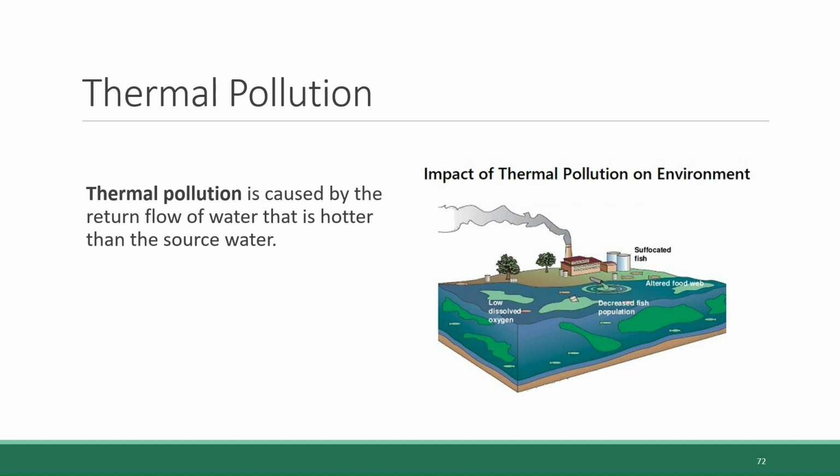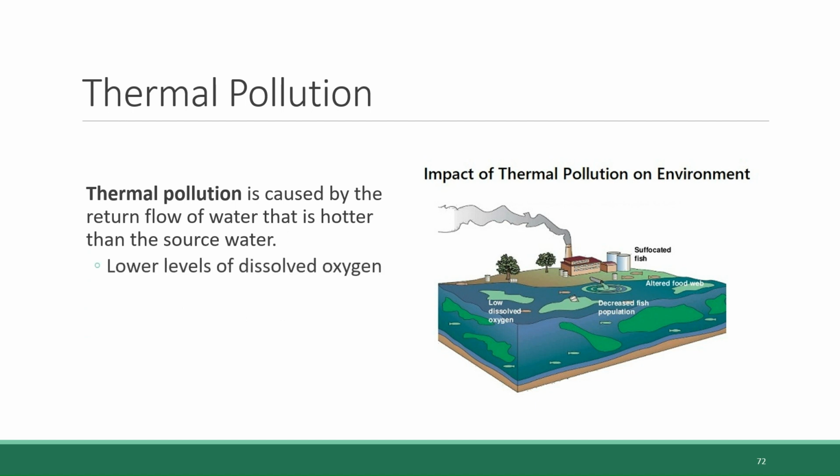Thermal pollution is caused by the return flow of water that is hotter than the source of the water. So, for example, when a power plant withdraws water from a river to use in a cooling capacity, and then it returns that water back to the river, the water re-enters at a hotter temperature compared to when it was withdrawn, which raises the temperature of the river as a whole.